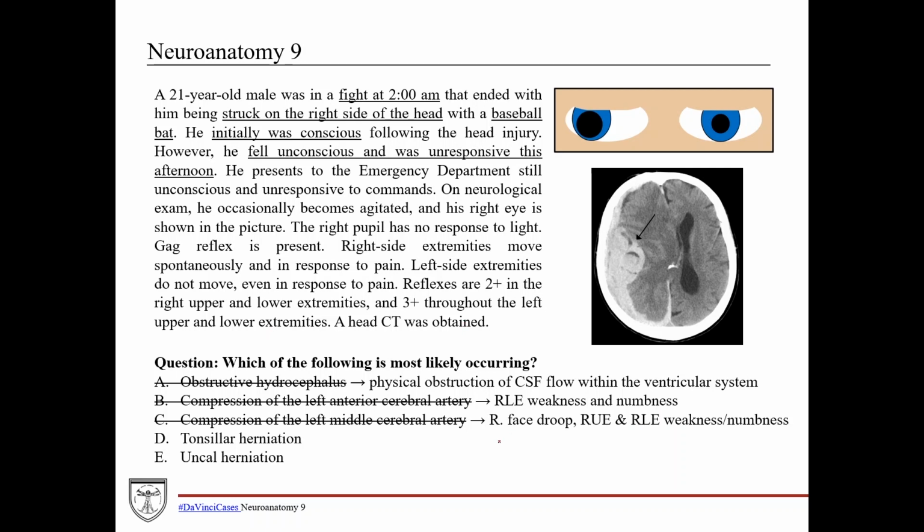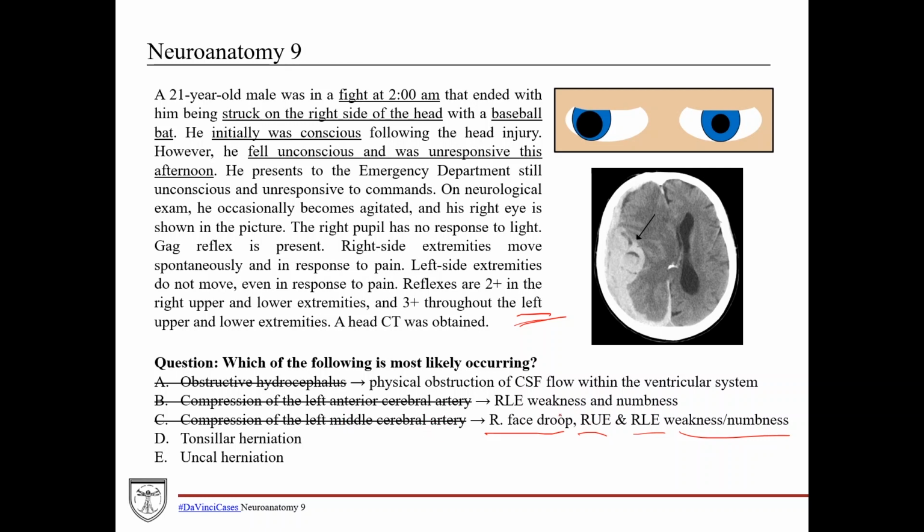Left MCA stroke or compression of the left MCA, again, you would often see that right facial droop, which you would still see even if he's unconscious. And then also right upper extremity and right lower extremity weakness and numbness. Now, although we do see significant weakness of both upper and lower extremity, it's on the left side in our patient. So it can't be compression of a left MCA as a result of his herniation.